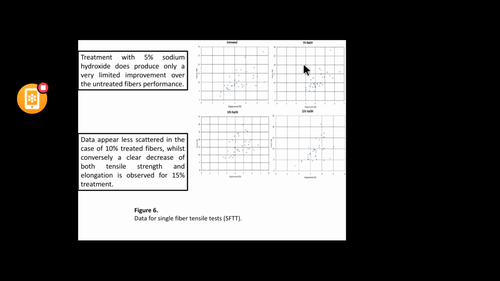The 5% sodium hydroxide does produce only a very limited improvement over the untreated fiber performance. Only limited when comparing to untreated. In contrast, the data appear less scattered in the 10% treated fiber, while conversely there is a clear decrease of both the tensile strength and the elongation over the 15% alkali treatment.